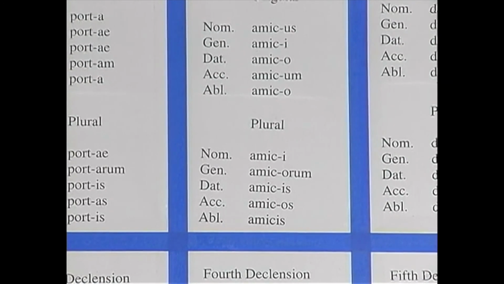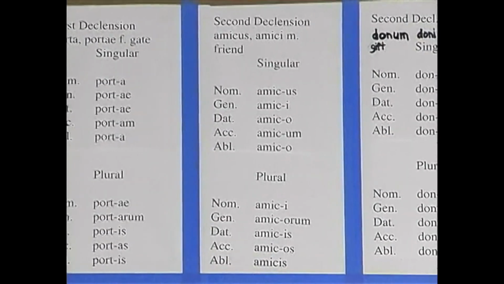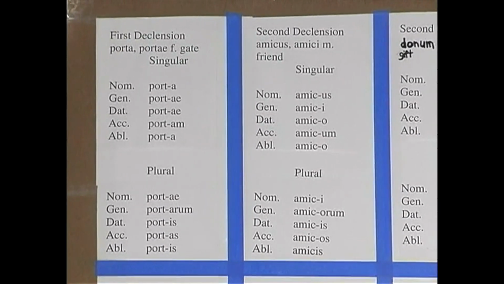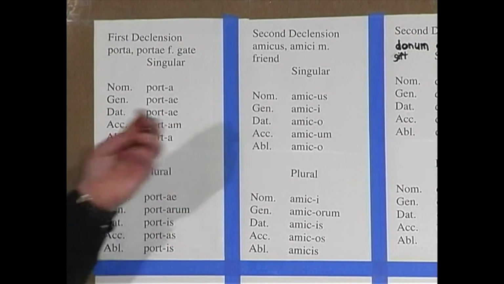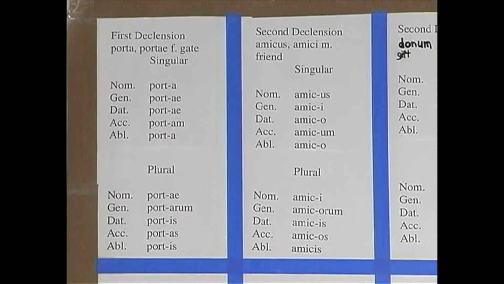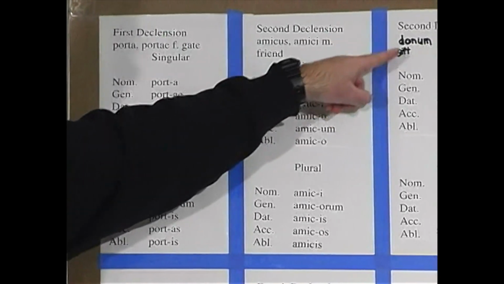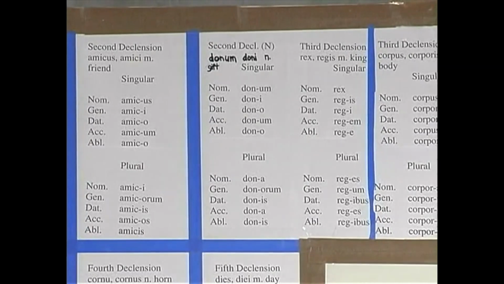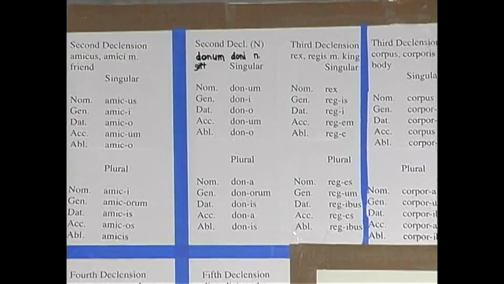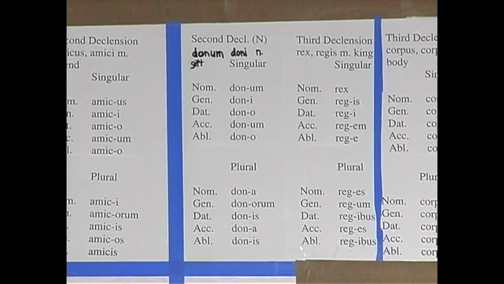Second declension has masculine nouns and neuter nouns. Amicus is our model noun for the masculine, but this declension also has neuter nouns, and our model noun will be donum, doni, neuter, gift.